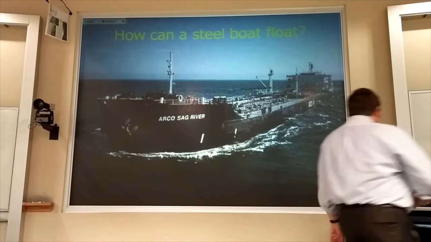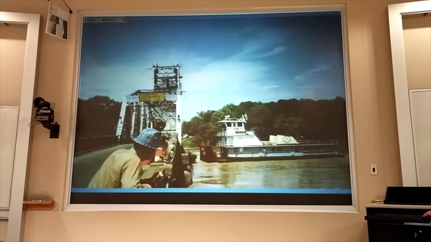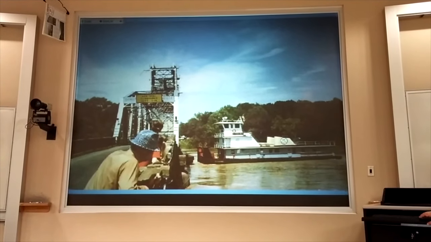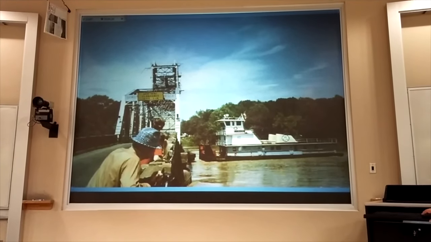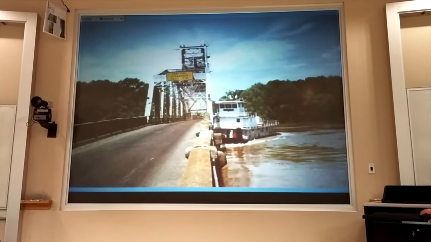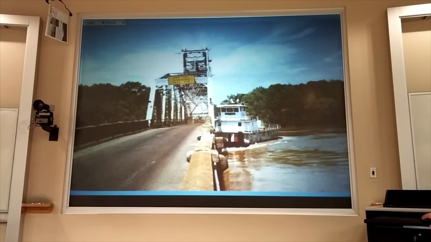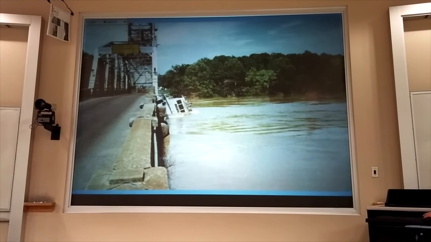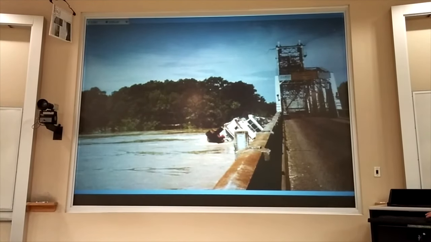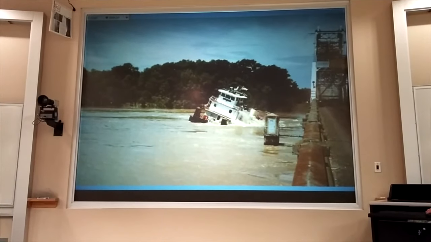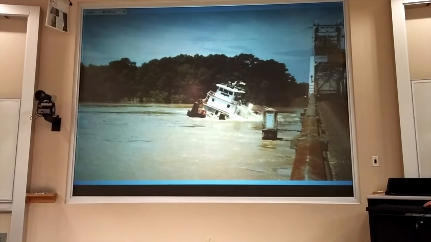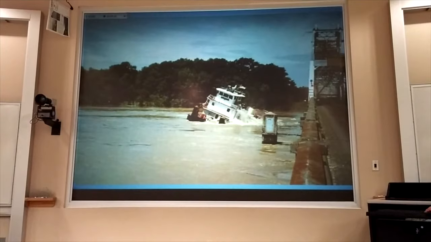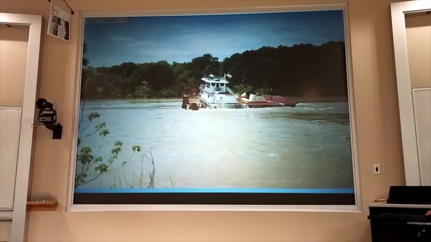Okay? On the internet, they had some pictures of a boat that came up against a bridge, and someone forgot to raise the bridge, and so it just kind of crashed up next to the bridge and went under. But this is a good boat. He just came up the other side. That's a floater. Yeah, keeps on coming up.